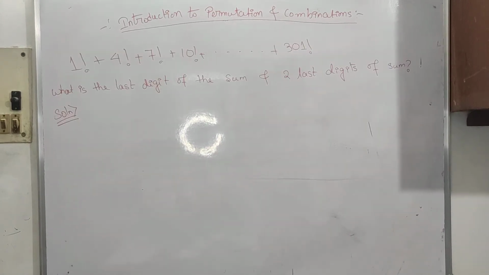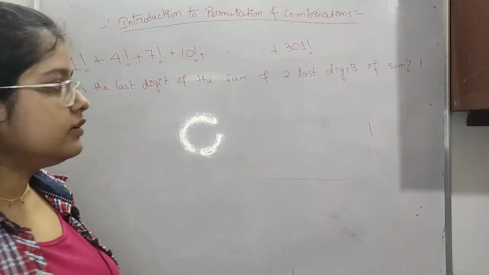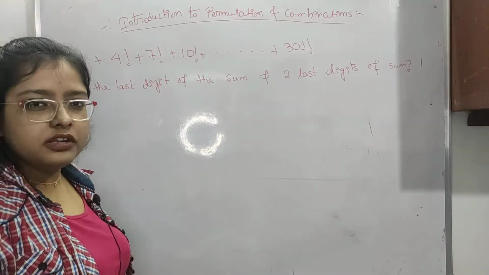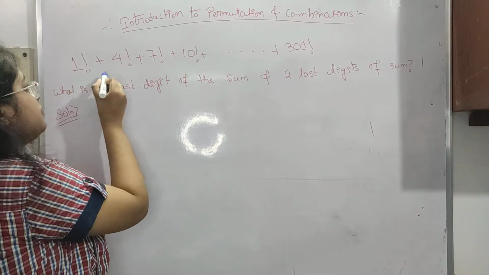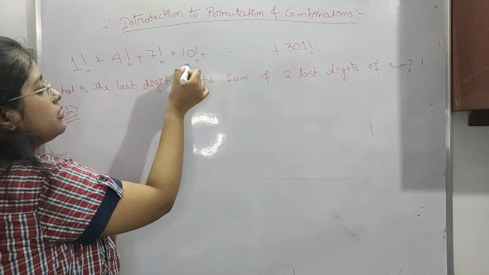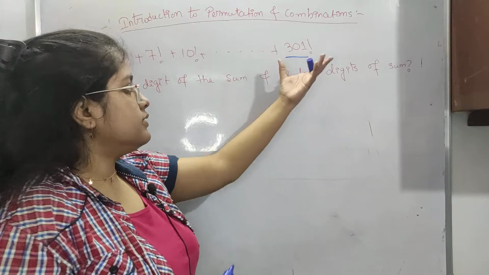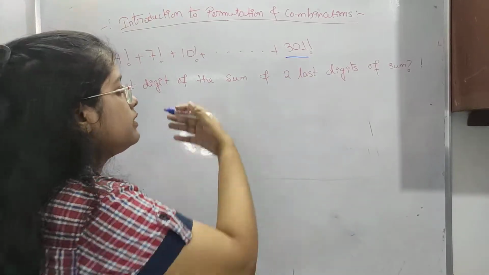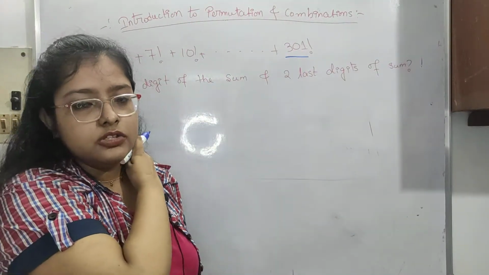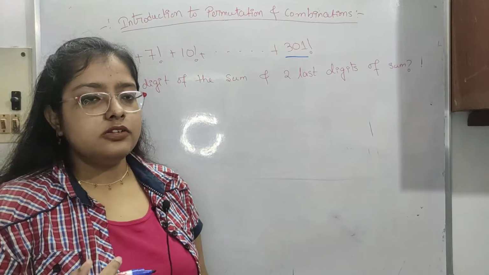So now let's see a question here. This is a good, common type of question. 1 factorial plus 4 factorial plus 7 factorial plus 10 factorial till 301 factorial. It can go on and on. It asks what is the last digit of this sum.